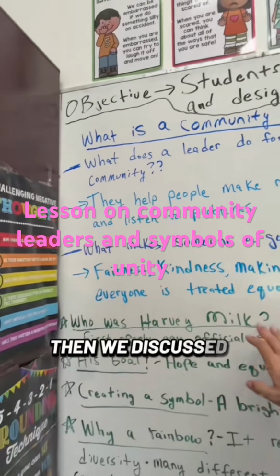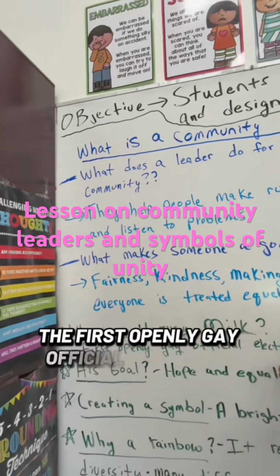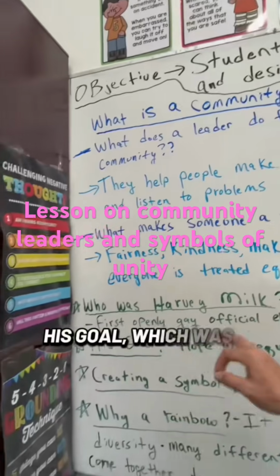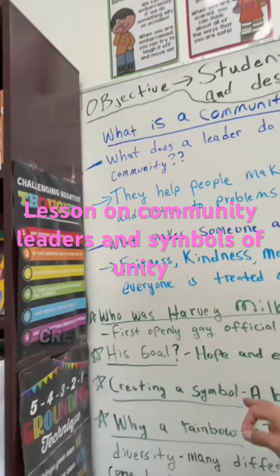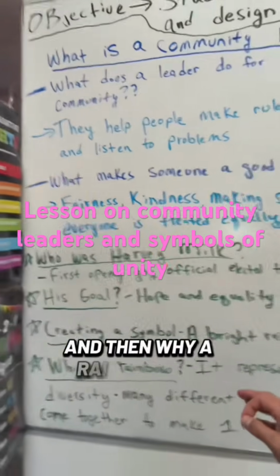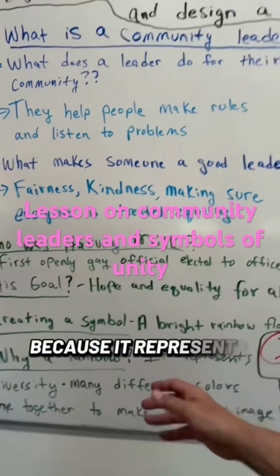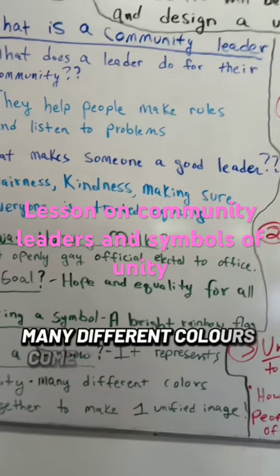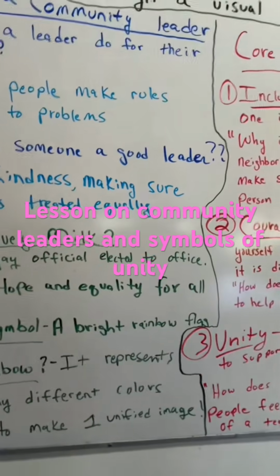Then we discussed Harvey Milk, the first openly gay official elected to office, his goal, which was hope and equality for all, creating the symbol, which was a rainbow flag, and then why a rainbow? Because it represents diversity, and many different colors come together to make one unified image.